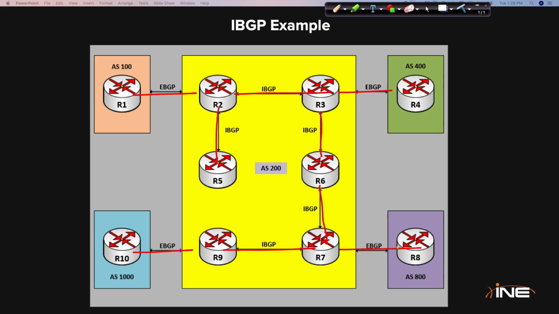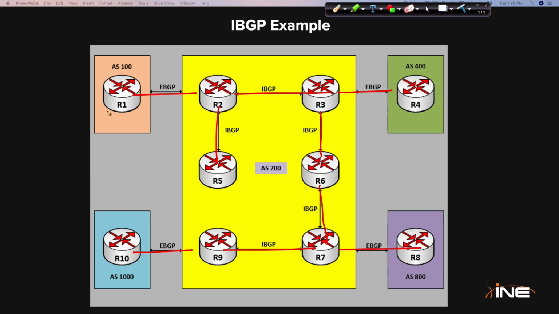So now what's going to happen when router 1 advertises a route to router 2? How are those routes going to be advertised across AS200 and how will those routes reach AS400 or AS800? So let's see that. Since this is not a full mesh configuration, a lot of iBGP rules will apply, which we have to take care of.